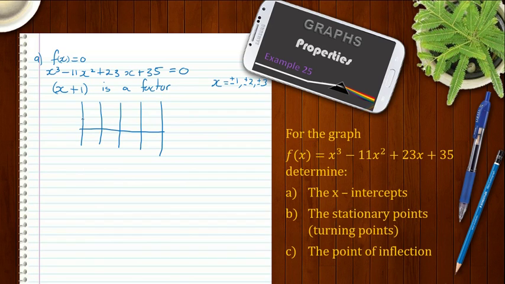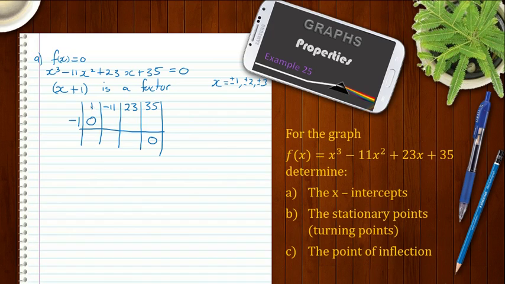Now you're going to write the coefficients in. The coefficient of x cubed is 1, so I write it there. The coefficient of x squared is negative 11. The coefficient of x is 23, and finally the constant is 35. So you fill the coefficients in here. Then you write your root, not the factor, over here as minus 1. And then you start with 0 and you have to end with 0.